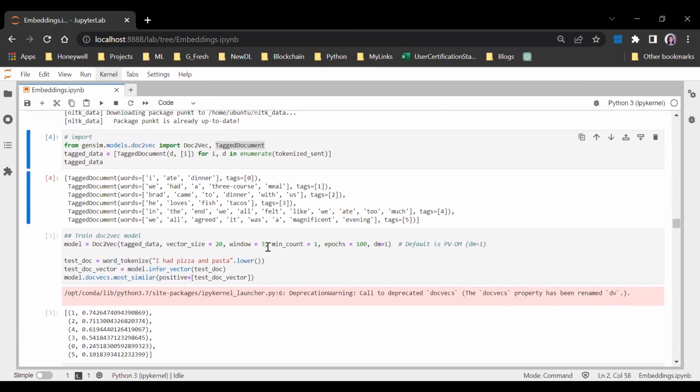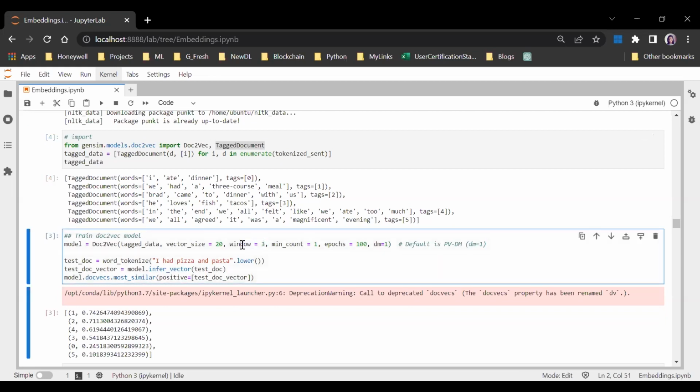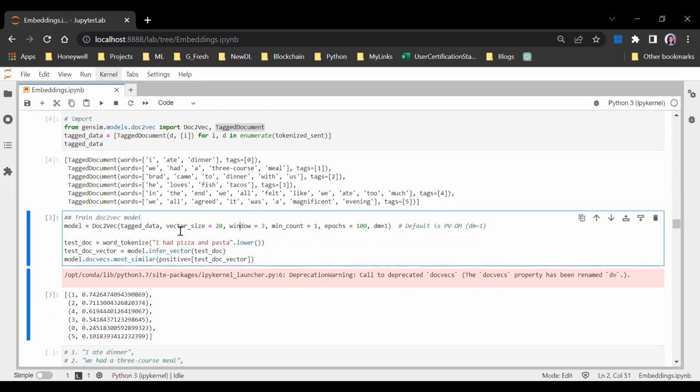Once we have prepared the data, we can just use the doc2vec model as it is. Here we can define for how many epochs we want to run it, and how big a window we want to process, like how many words we want to process simultaneously. That can be identified from this window parameter. Then the vector size indicates the size of the vector that we want to prepare.